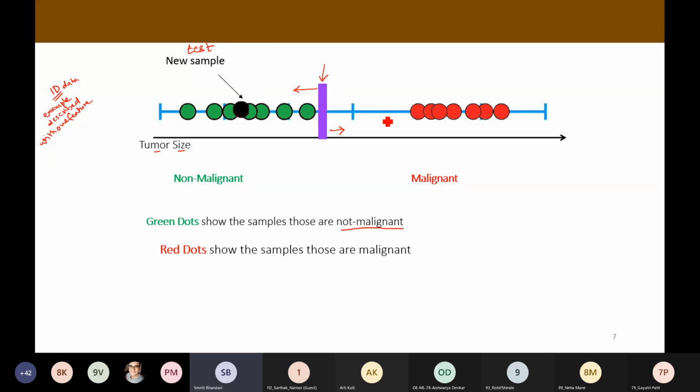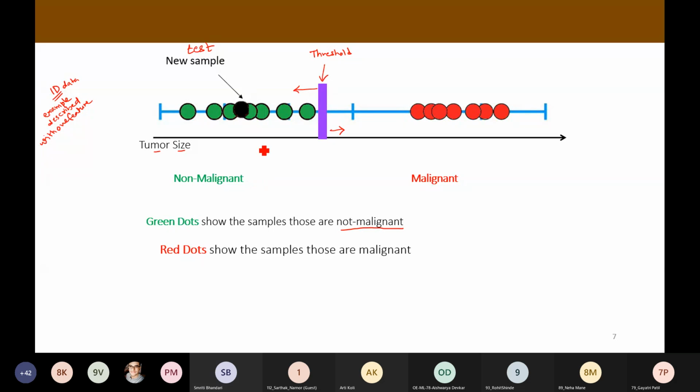No. How? See, whenever I am presenting a test sample, I need to have some mathematical computation to find out the class. So here we are having a simple criteria. Right? So what is our criteria? We have defined the threshold. Correct? If the tumor size of the new sample is less than this threshold, then we are going to declare the class of that sample as non-malignant.